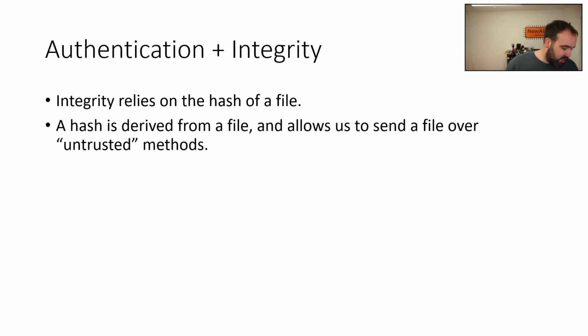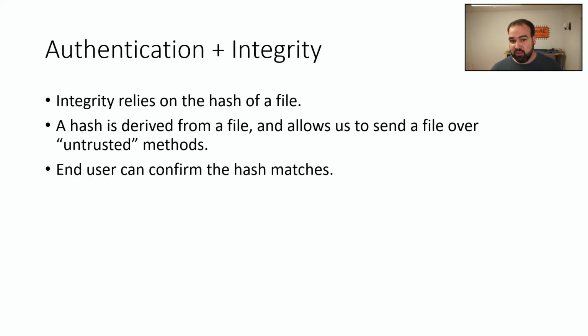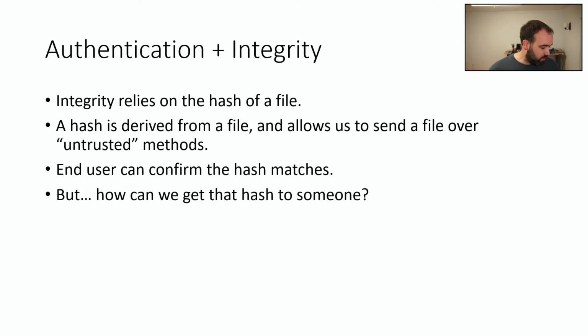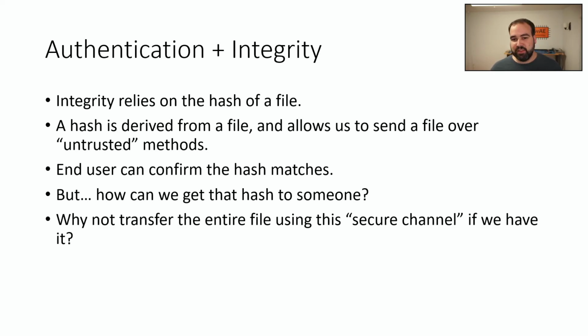And basically, the hash allows us to send the file over untrusted methods. And the end user confirms that the hash matches, but you need to get that hash to the person, right? And if you have this secure channel, why wouldn't you just send the whole thing over that secure channel, right? I gave the example where the secure channel is more constrained. But in real life, like if we have the internet, right, then how do you make a secure channel out of that? And why wouldn't you just use the secure internet channel to send everything?